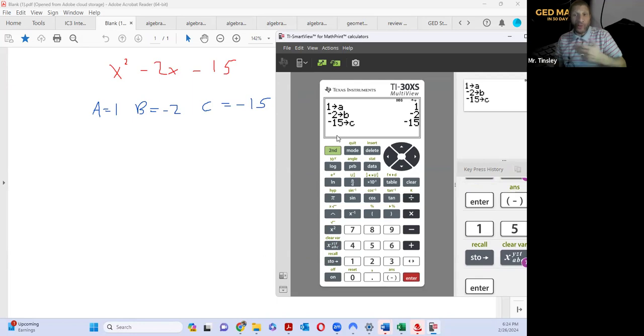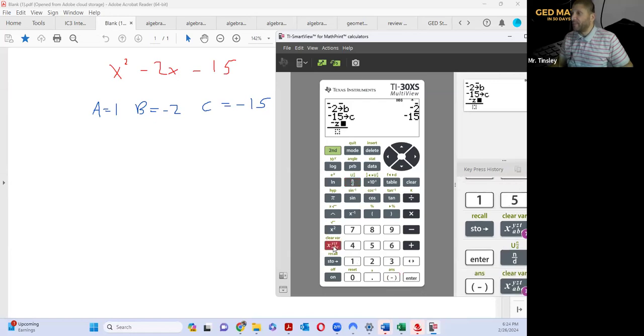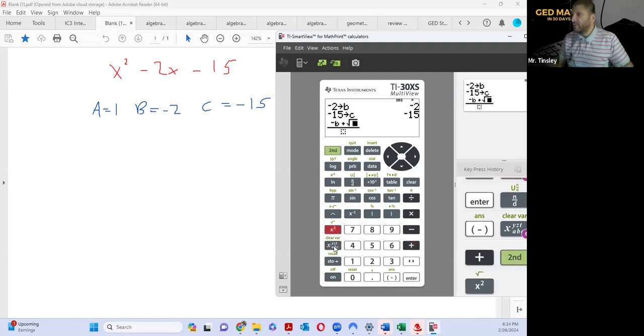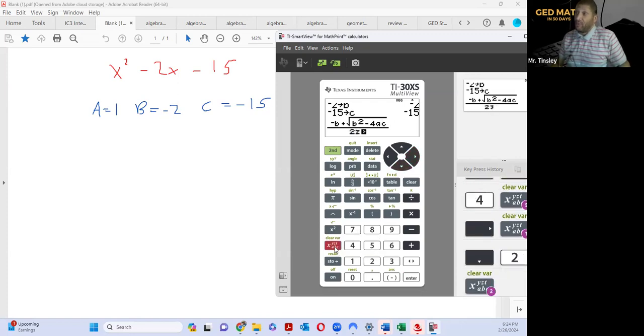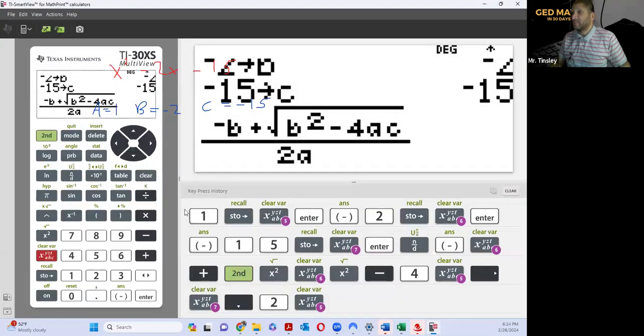Now, how do I put the quadratic formula into my calculator? Very easy. Negative B. Now, you can't do plus or minus, so we have to do them separately. So I'm going to do plus the square root of B squared minus 4AC, all over 2A. Now, if you never knew how to do quadratic formulas, I just got my first answer.